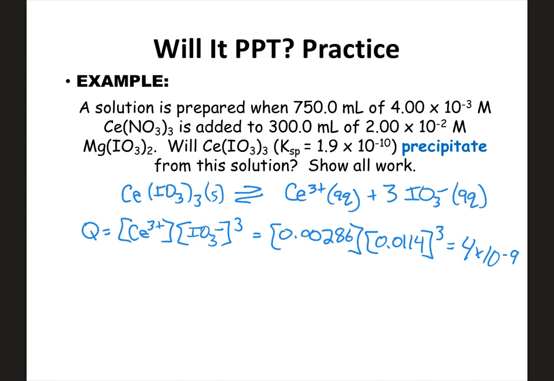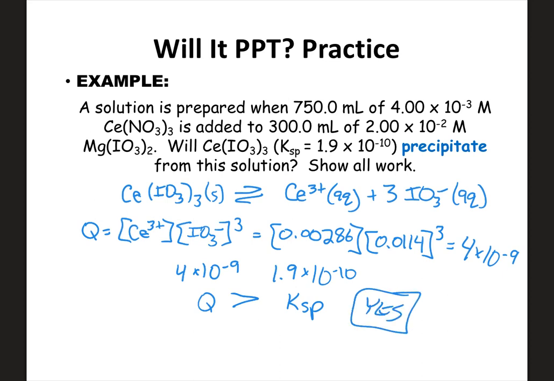So when I compare these now, I have 4 times 10 to the minus ninth for my Q, and I have, according to the problem, 1.9 times 10 to the minus 10th for my KSP. So when you compare these numbers, the Q, because it's minus ninth, is actually greater than the KSP, which is minus 10th. So according to this, if you follow the alligator, the reaction is going to shift to the left side, or more of the solid is going to form. Therefore, yes, a precipitate will form.